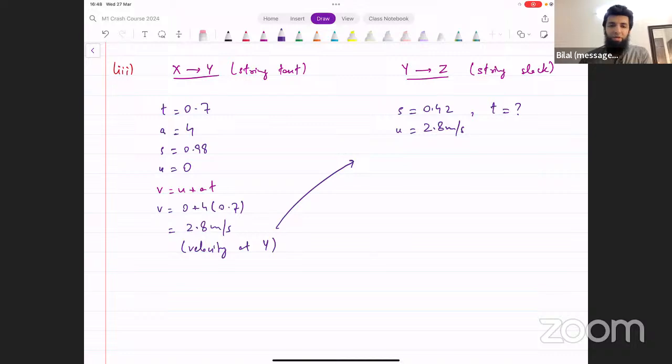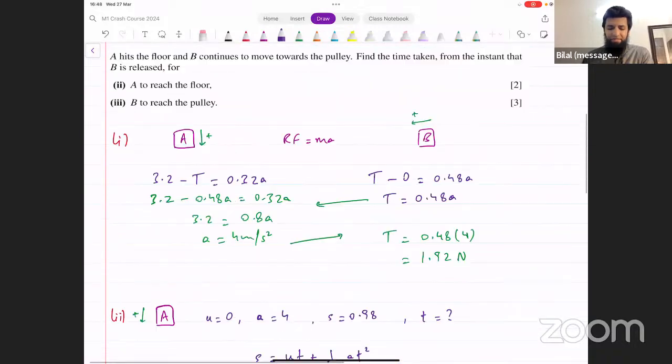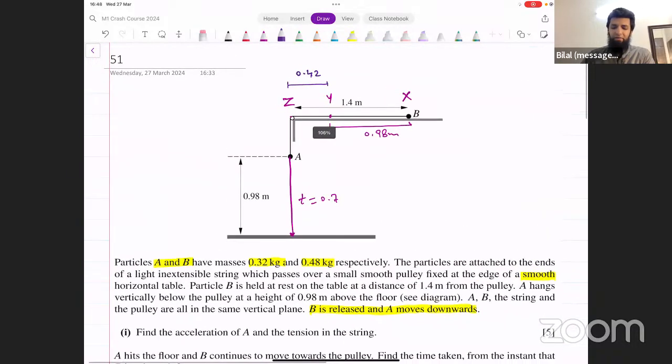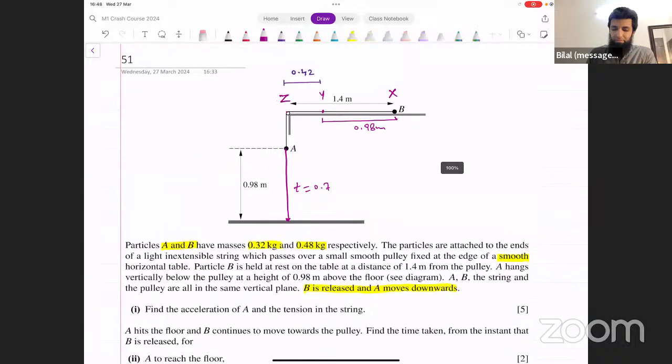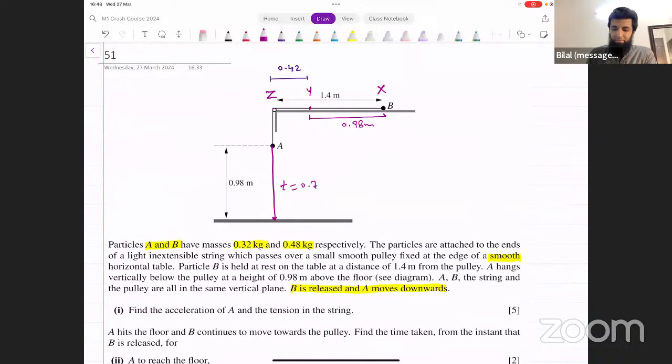We do not know displacement. In fact, we do know displacement. We don't know final velocity and we don't know acceleration. Can we say anything about acceleration and final velocity for the y to z part of the journey? Can we say anything about acceleration from y to z? Any idea? What forces are acting on the particle from y to z?